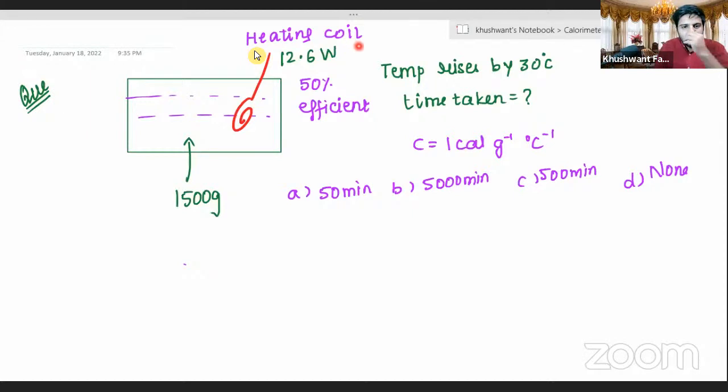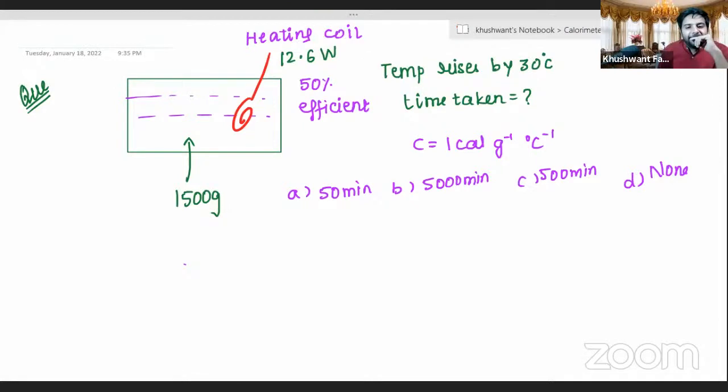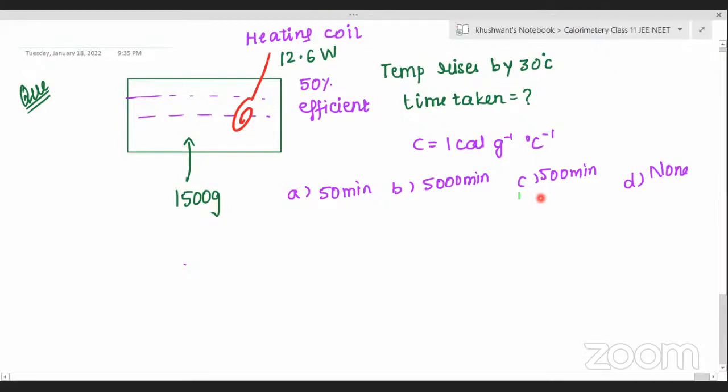Done, everyone? Chalo, let's discuss this now. Let's discuss it with Aanchal, Makesh, Tanisha. Makesh, what is your answer? Option D is coming for me, sir. D. Okay. Tanisha, for you? Sir, option C.